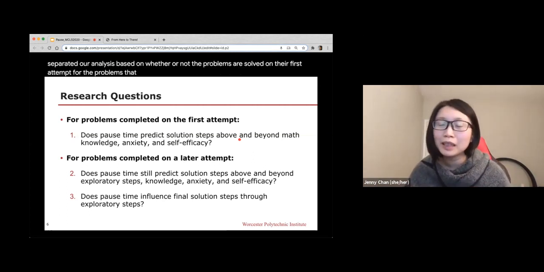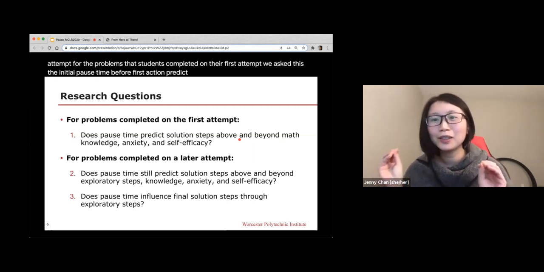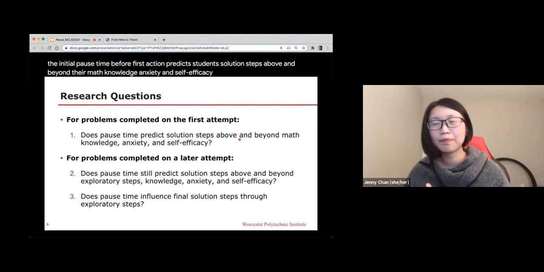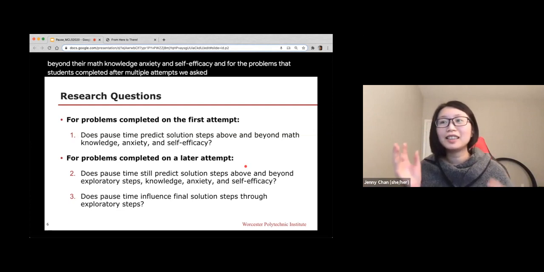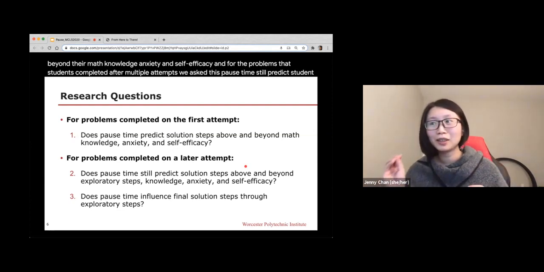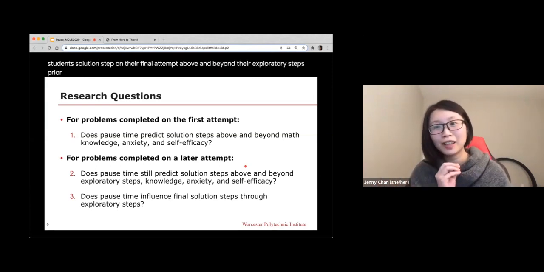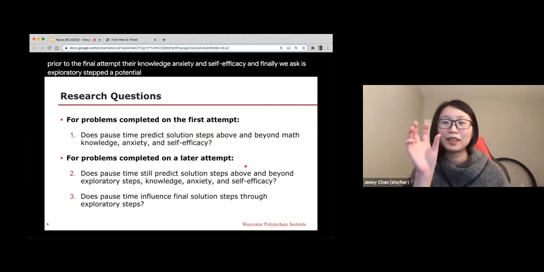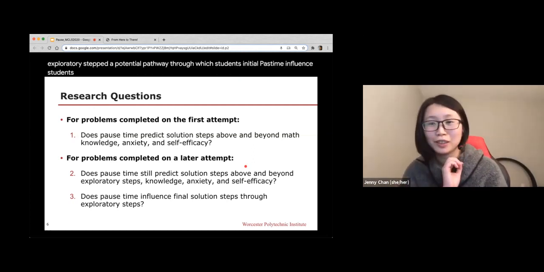For the problems that students completed on their first attempt, we asked, does the initial pause time before first action predict students' solution steps above and beyond their math knowledge, anxiety, and self-efficacy? And for the problems that students completed after multiple attempts, we asked, does pause time still predict students' solution steps on their final attempt above and beyond their exploratory steps prior to the final attempt, their knowledge, anxiety, and self-efficacy? And finally, we asked, is exploratory step a potential pathway through which students' initial pause time influences students' final solution steps?